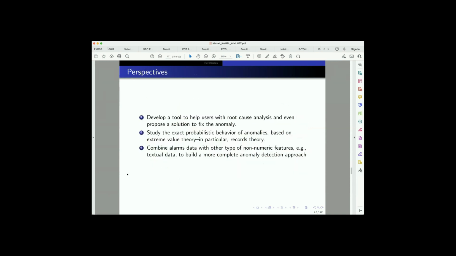And then next steps in our research, we will be working on developing a tool for root cause analysis based on these signals and anomalies. And then we will go into more probabilistic behavior of these anomalies and use some extreme value theory to understand how we can solve other problems. And also mixing these alarms, which are events data, with logs and textual unstructured data from the network to capture different areas of the network and of anomalies.